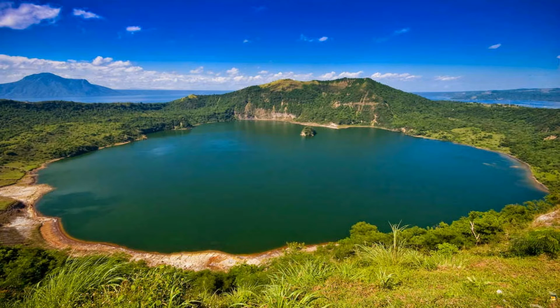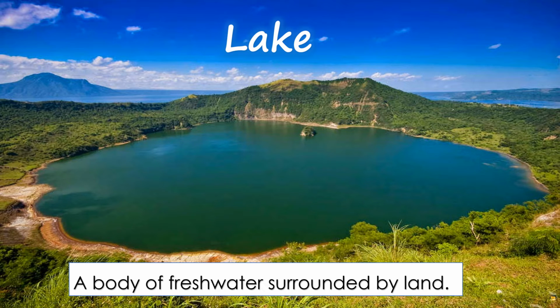Another water form is a lake. This is a lake. A lake is a body of fresh water surrounded by land. As you can see, it is surrounded by land. A lake is still and not flowing because it is surrounded by land. This is called fresh water, unlike the sea that is salty. A lake is a good place for fishing, boating, and swimming.